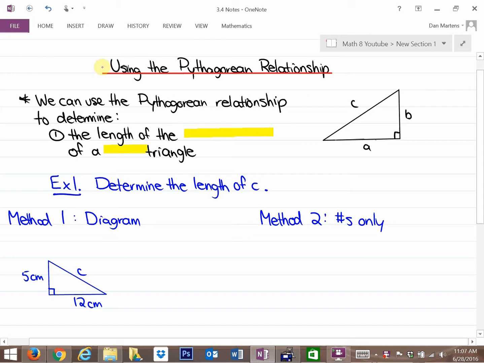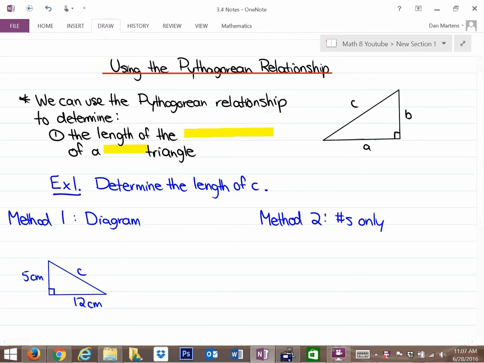Okay, in this lesson, what we're going to be doing is using the Pythagorean relationship to solve for the length of an unknown side for a right triangle. There's two questions that we're going to be investigating. Before we do that, this triangle here should look familiar to you, and what we learned was something about the areas on each side of a right triangle.